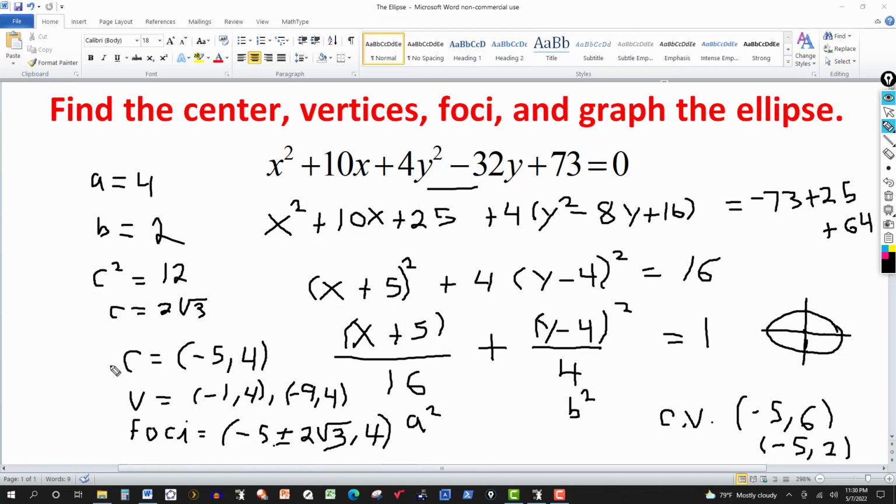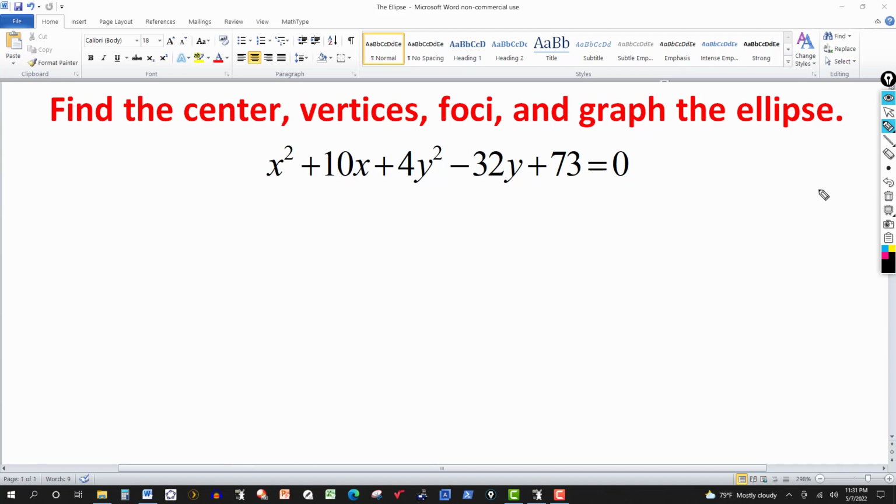Okay, so all we need is the actual graph. But here are the main details of the graph. Center at -5, 4. One vertex at -1, 4. Another vertex at -9, 4. The foci at -5, plus or minus 2 radical 3, and 4. And then the co-vertices, -5, 6 and -5, 2. So that's the main thing there. And let's just go over what the graph would look like then.